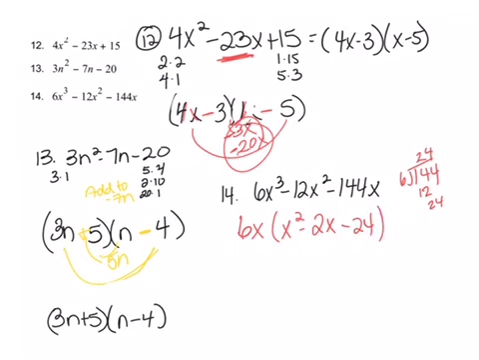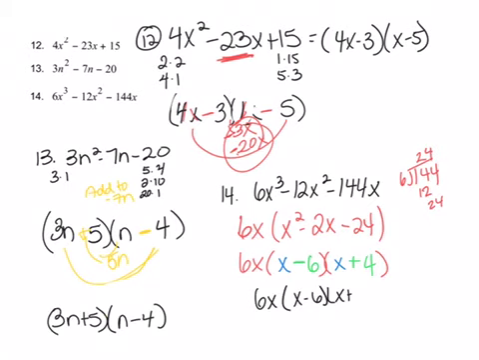And now I'm at the trinomial with no coefficient here, so I'm looking for two numbers that multiply to negative 24 and add to negative 2. And that is going to be 6 and 4. I need it to be negative 2, so negative 6 and positive 4. So my final factorization is 6x times x minus 6 times x plus 4.